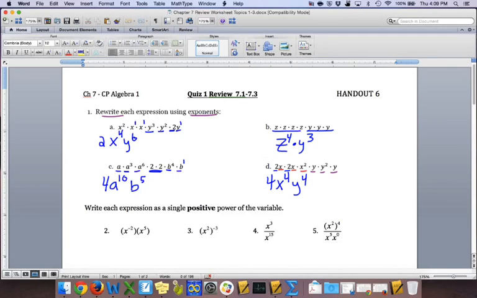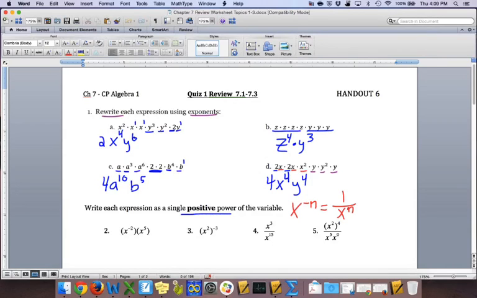Okay, we'll take a look at the bottom 4 problems on my slide here. Write each expression as a single positive power of the variable. Okay, so remember that when we have negative exponents, we can rewrite them. So if I have something like x to the negative n power, that's the same as 1 over x to the n. We'll be moving negative exponents from the denominator upstairs to make them positive, and the other way around, we'll be taking negative exponents on the top of a fraction downstairs to make them positive.